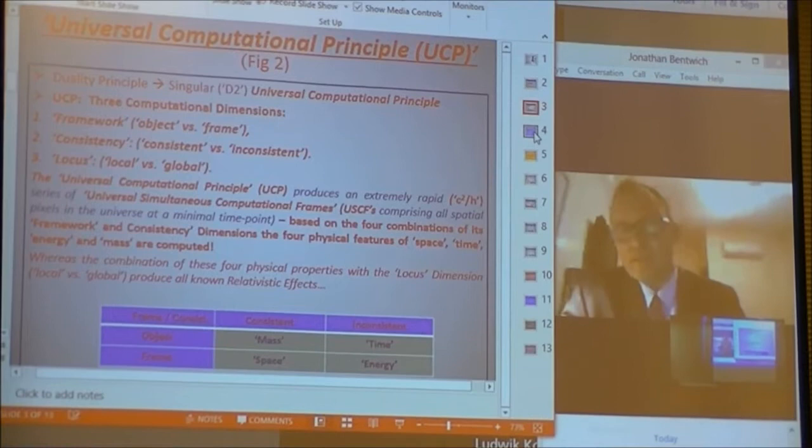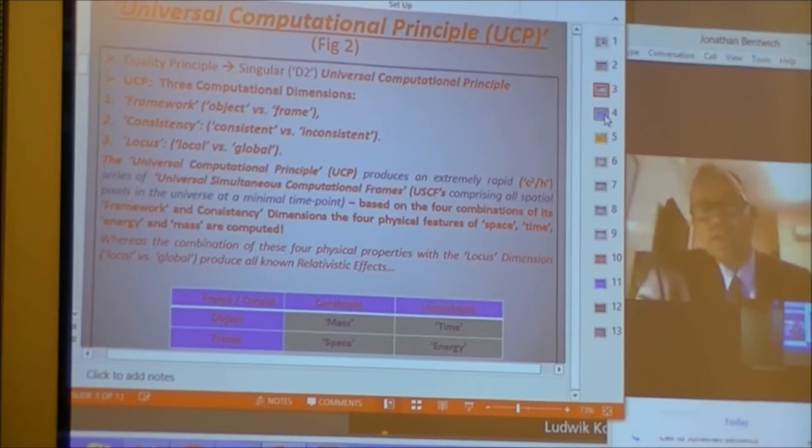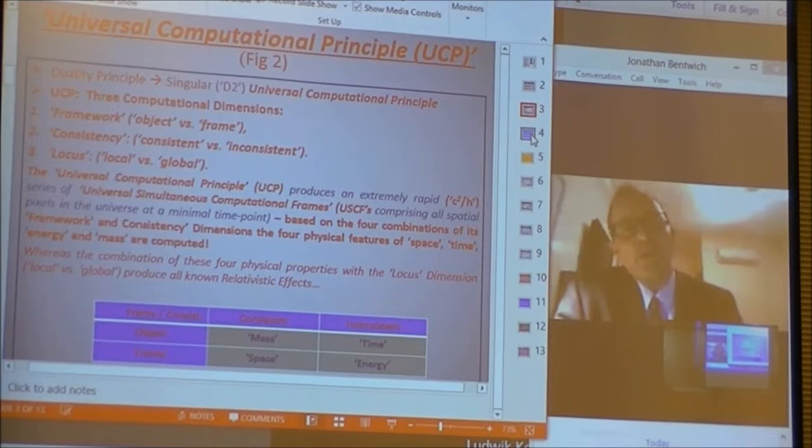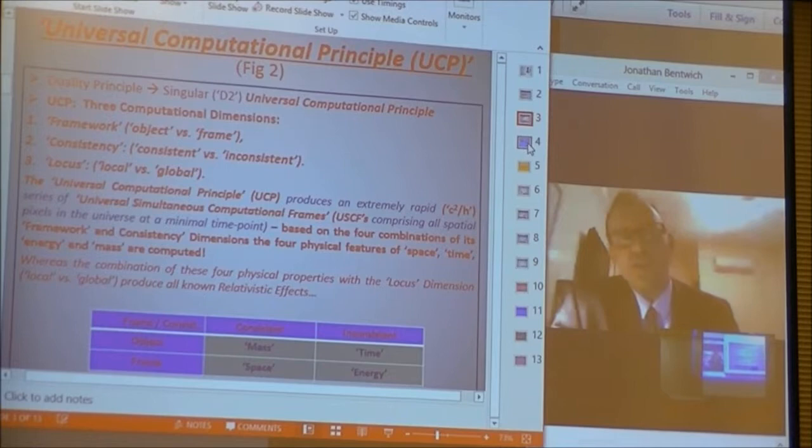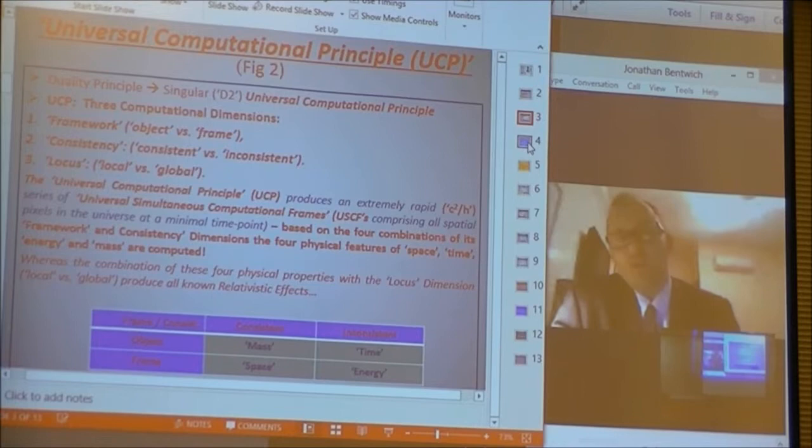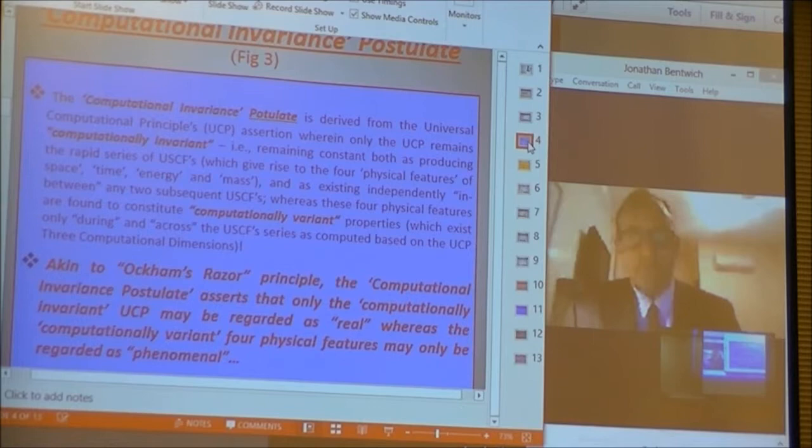And then, by the way, the locus is parallel to the relativistic dimension. In other words, the question is whether this universal computational principle computes these four physical features, four combinations, from the perspective of the object, local, or from outside the object. Okay, we can go to the next slide.